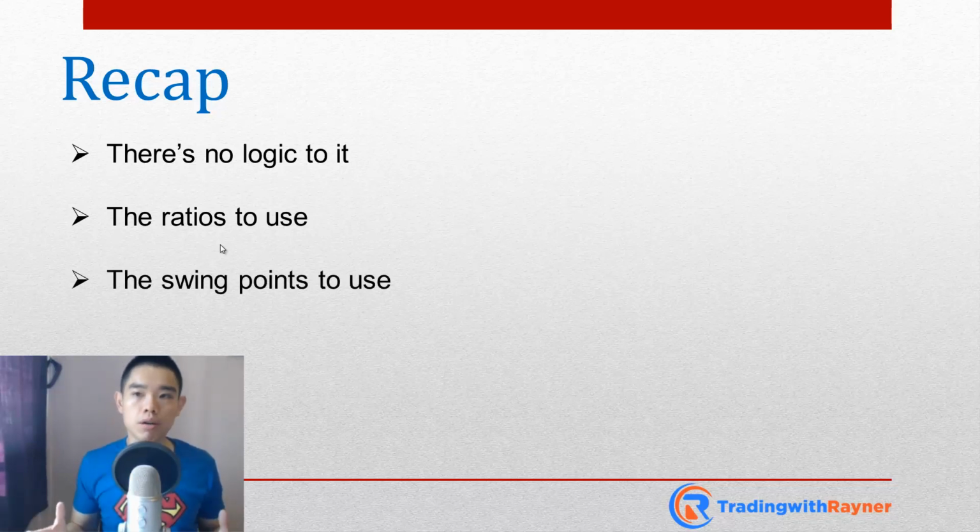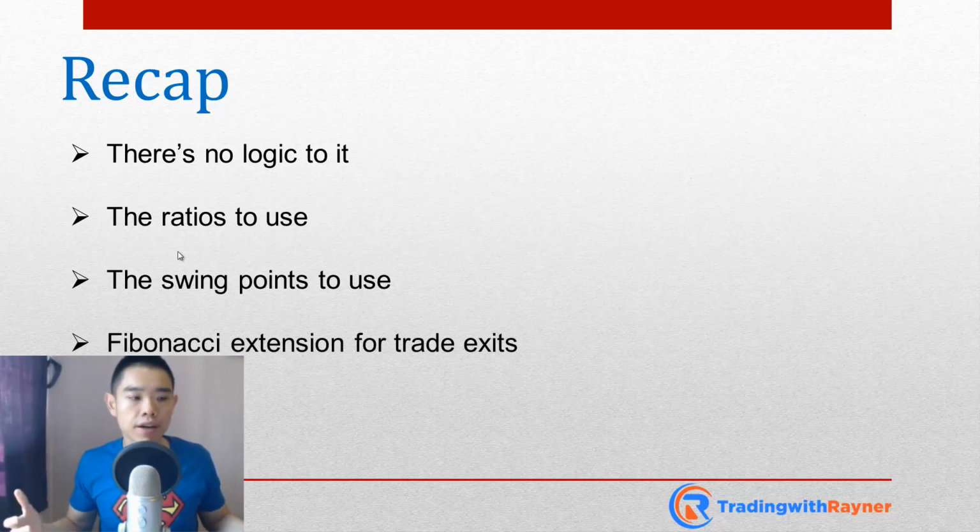Third thing is that you want to be aware of the swing points that you want to draw from. The extreme low, the recent low, the middle of the range, I do not know. Hey, that rhymes, right? It's all up to you, and you want to be consistent with whatever approach that you choose to go with. And finally, I personally find that Fibonacci extension is useful for trade exits, right? If you're a swing trader, you can use it in a trending market or when the market just broke out of the range.